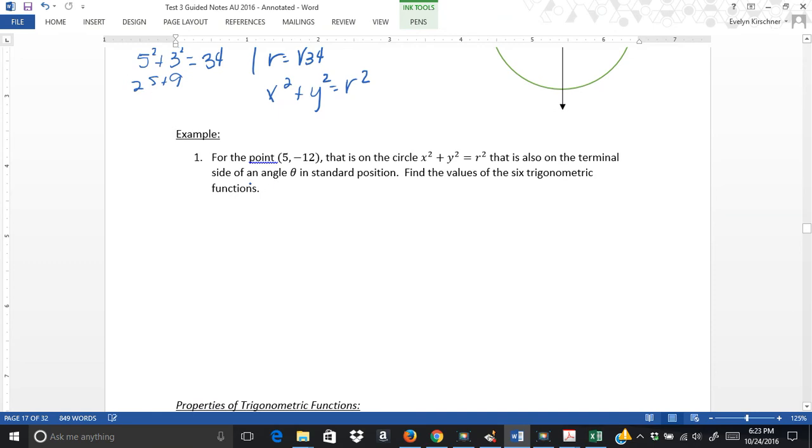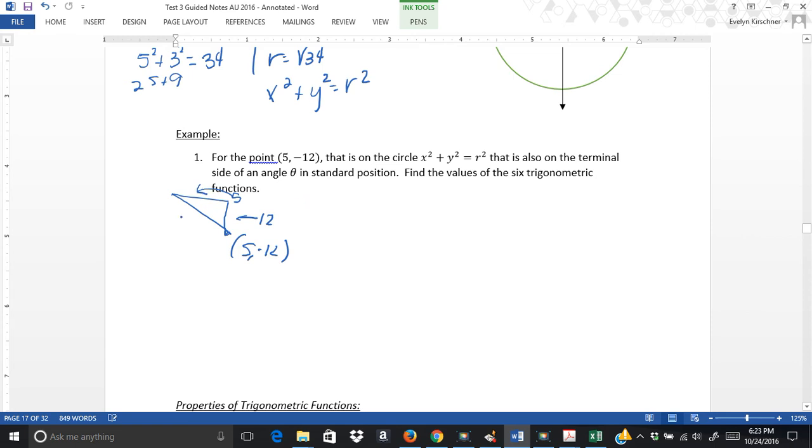So if I want to look at an example just to see what I have here, I have a point 5, -12. It's on the circle. It's also on the terminal side of an angle in standard position. So what I want to find is I want to find the 6 trig functions. So what I'm going to do is I'm going to draw a triangle. This point is 5, -12. So this distance here is 12, or -12, and this distance here is 5.